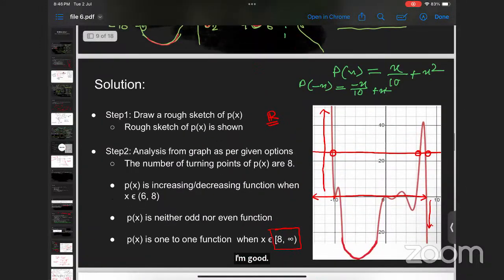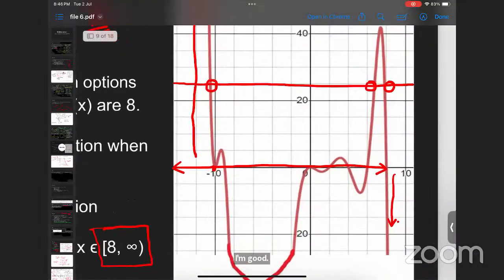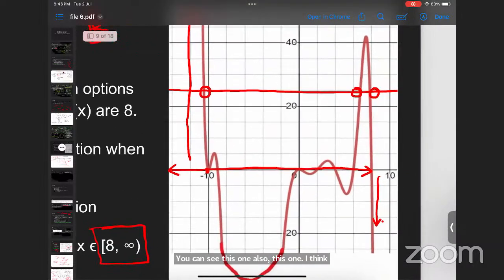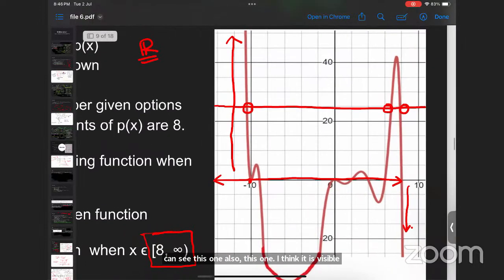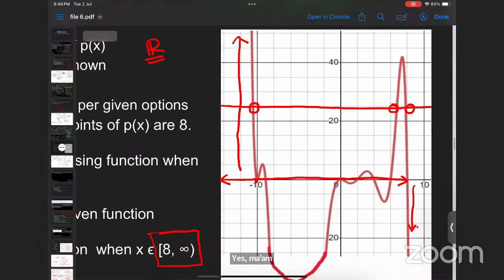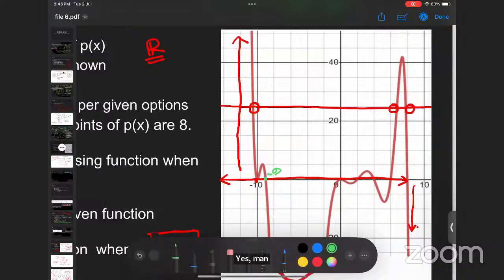See, here we have the graph. You can see this graph, I think it is visible. Yes, ma'am, it is visible. So this is kind of the same as what we already drew. So this is 9, minus 9, and so on.